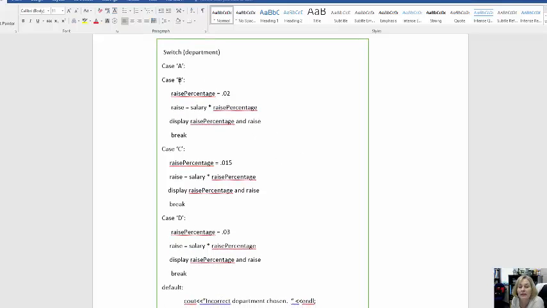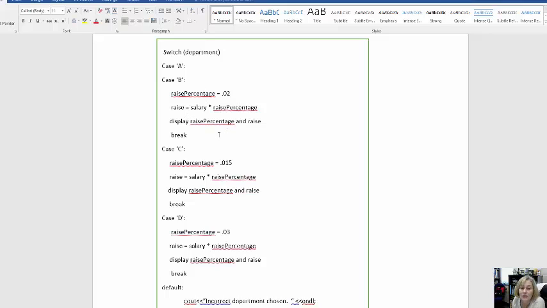So if it's an A or B, then the percentage is 2%. You cannot write 2 and a percentage point in a calculation. So keep in mind that 2% is 0.02. So how do you calculate the raise? Well, that would be the salary times the raise percentage up here.